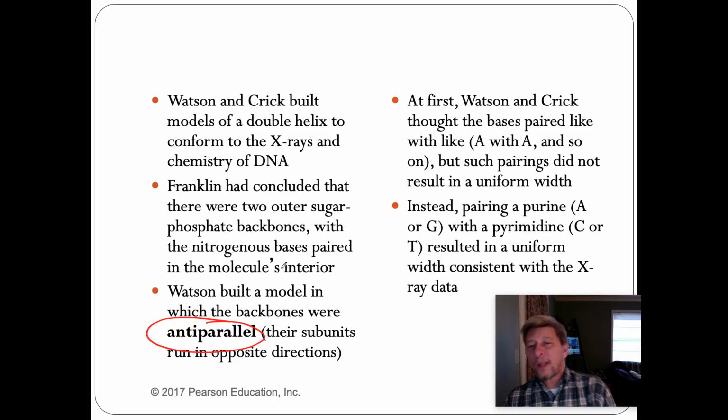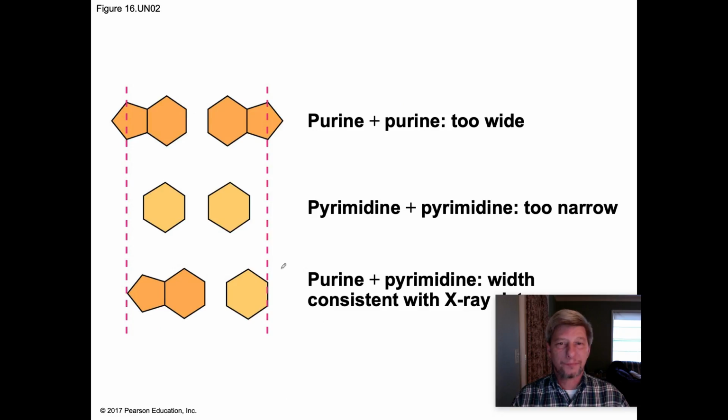At first, Watson and Crick thought that the bases were paired alike, A with A, T with T, and so on. But it didn't work that way. Instead, because of what I said earlier about the hydrogen bonds, if you pair a purine with a pyrimidine, you always get a 3-ring rung on the ladder. All right, a 3-ring rung on the ladder, and that's consistent with what Franklin discovered in her images.